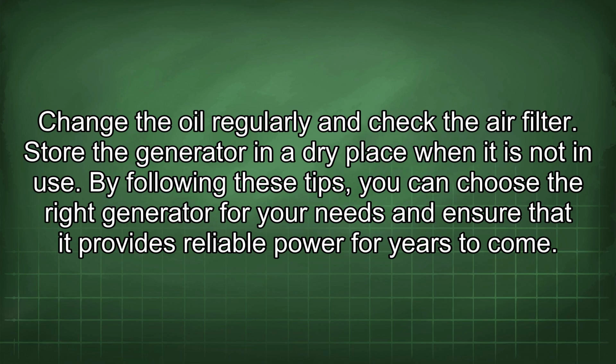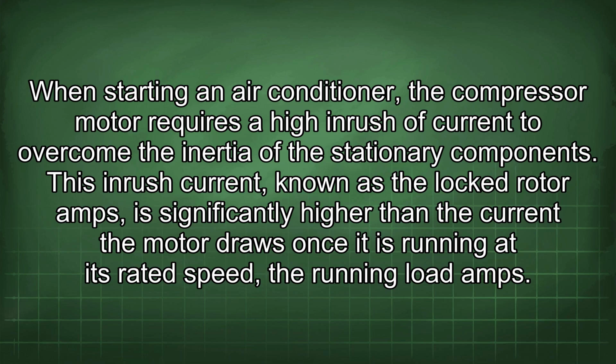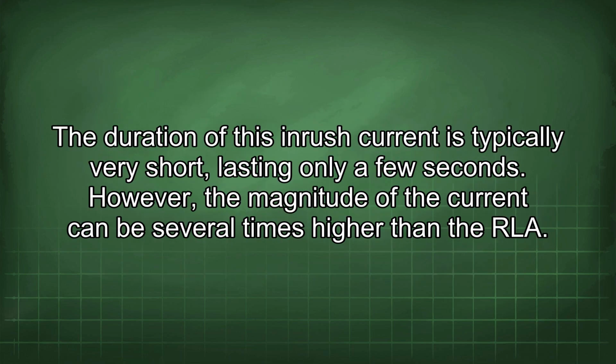for years to come. When starting an air conditioner, the compressor motor requires a high inrush of current to overcome the inertia of the stationary components. This inrush current, known as the locked rotor amps (LRA), is significantly higher than the current the motor draws once it is running at its rated speed, the running load amps (RLA). The duration of this inrush current is typically very short, lasting only a few seconds. However, the magnitude of the current can be several times higher than the RLA.